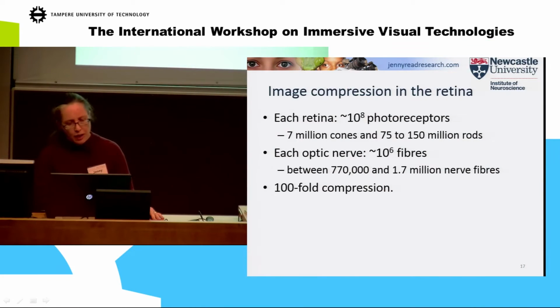The other thing I wanted to point out about the optic nerve is that the retina has an enormous amount of compression. So we have, estimates vary, but around 10 to the 8, around 100 million photoreceptors, so something like 7 million cones, and actually a far greater number of rods. But we only have about 1 million fibres that leave each eye. And you can see that's an absolutely massive compression, around 100-fold. So already at the very early stages of vision, the processing in the retina has thrown away most of the information that was actually collected by the photoreceptors.